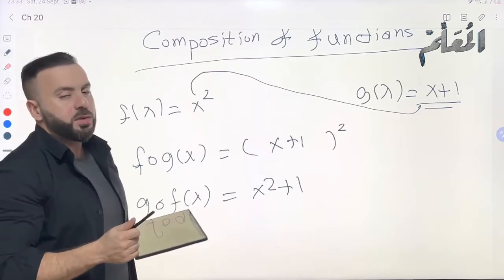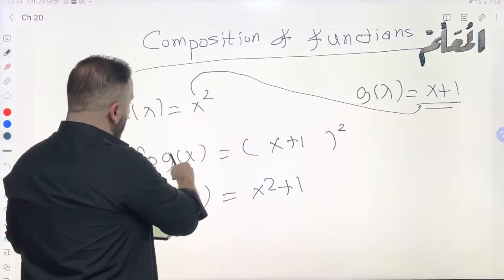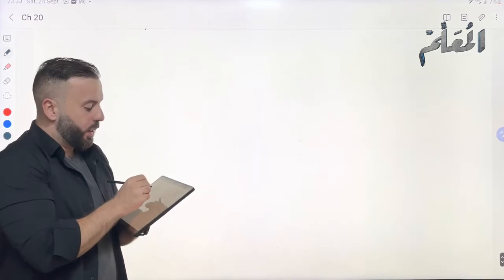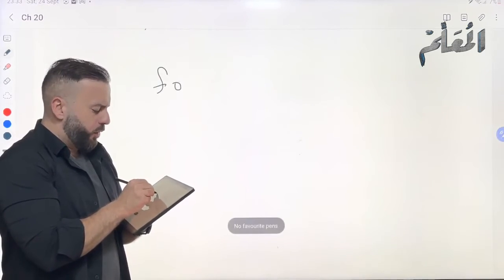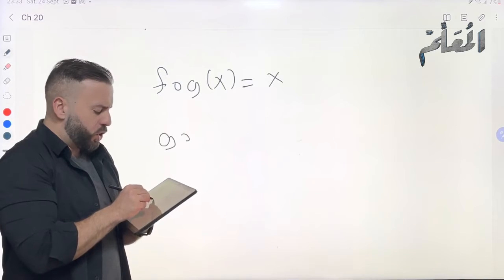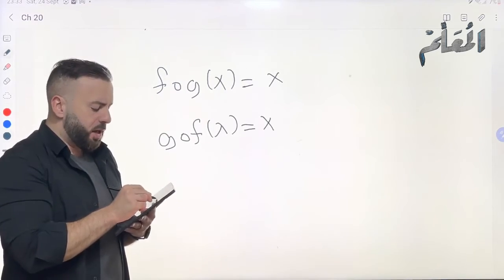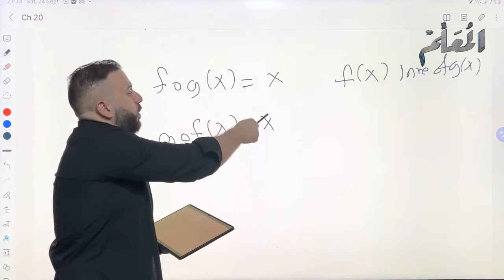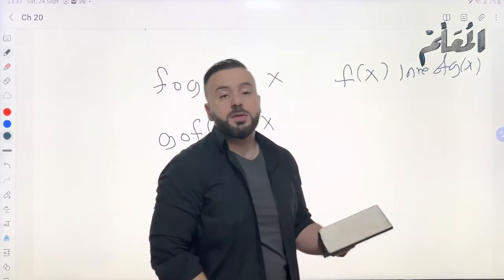And remember always, there's a certain trick we need to understand. If I put f o g and I get x, as an example, and I also get g of f of x at the end to be x, it means in this case f of x is the inverse of g of x. If I get both as x, then f is the inverse of g and g is the inverse of f.